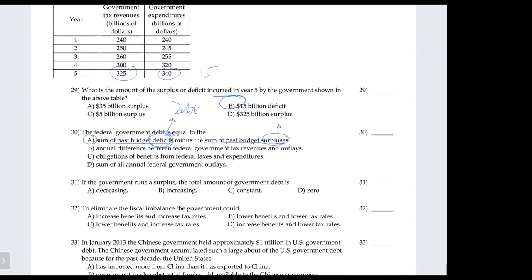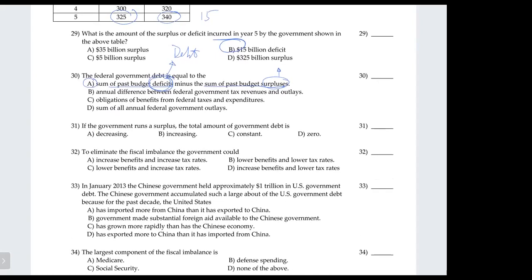31. If the government runs a surplus, then the total amount of government debt is decreasing, right? Why? Because your surplus can help you to pay off your debt. 32. To eliminate the fiscal imbalance of government. To eliminate fiscal imbalance of government. So the answer is C.